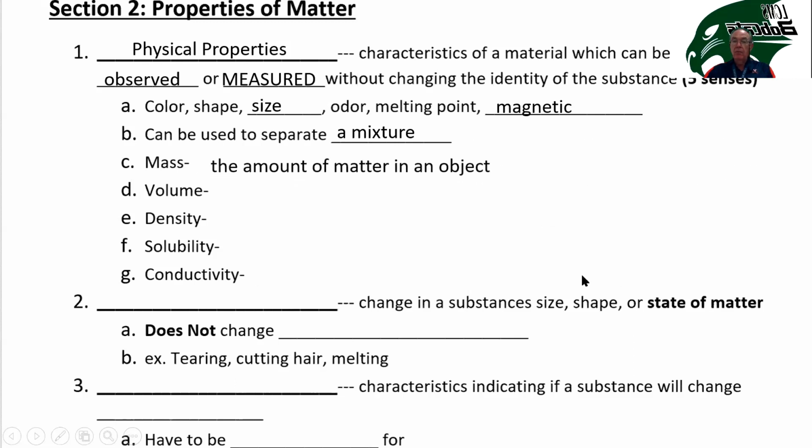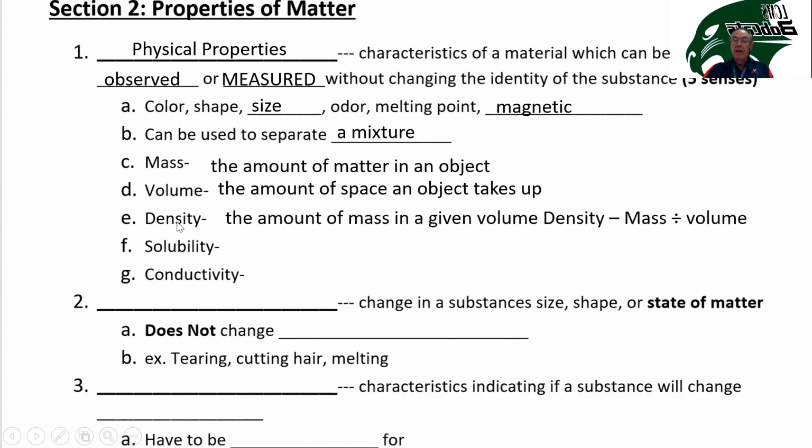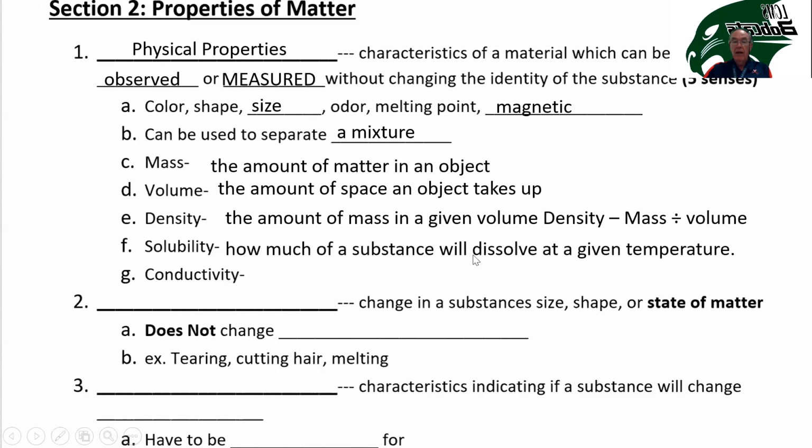Some of the special ones that we talk about in this class: mass, which is the amount of matter in an object. We've already talked about volume. Volume is the amount of space an object takes up. We did some calculations on density already. It was the amount of mass in a certain amount of space. So the formula for density is just that: density equals the amount of mass in a given volume. So it's the mass divided by the volume.